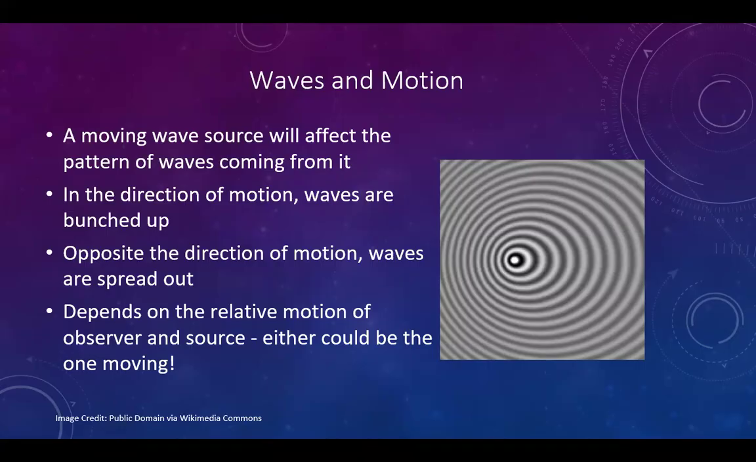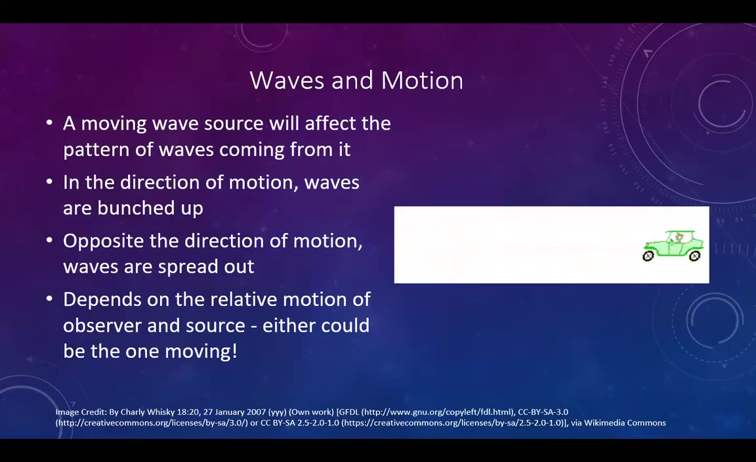This depends on the relative motion of the source and the viewer. Either the source could be moving. If the source is moving towards you, the waves are going to get bunched up from your point of view. But if you're moving towards the source, you're going to see the waves faster because you're going to hit them faster than they were emitted. So they'll appear to be bunched up as well. That shortens the wavelength.